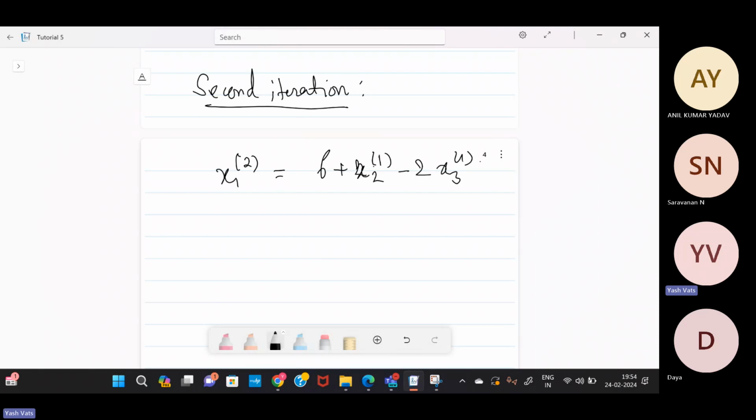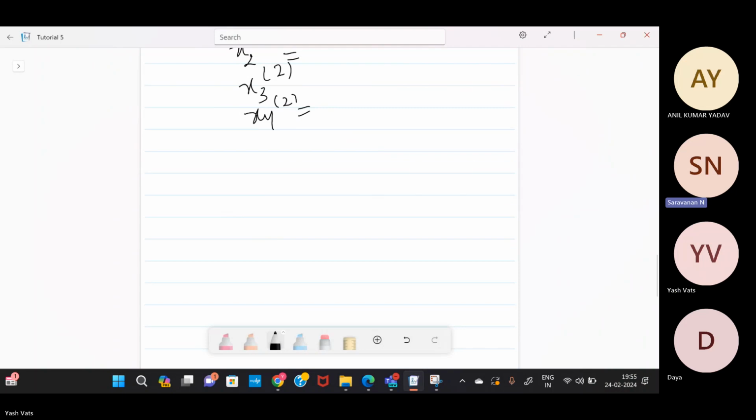So you can substitute this, and you get second, like this X22, X32, and X42. So you can do that, right? This point. Okay.